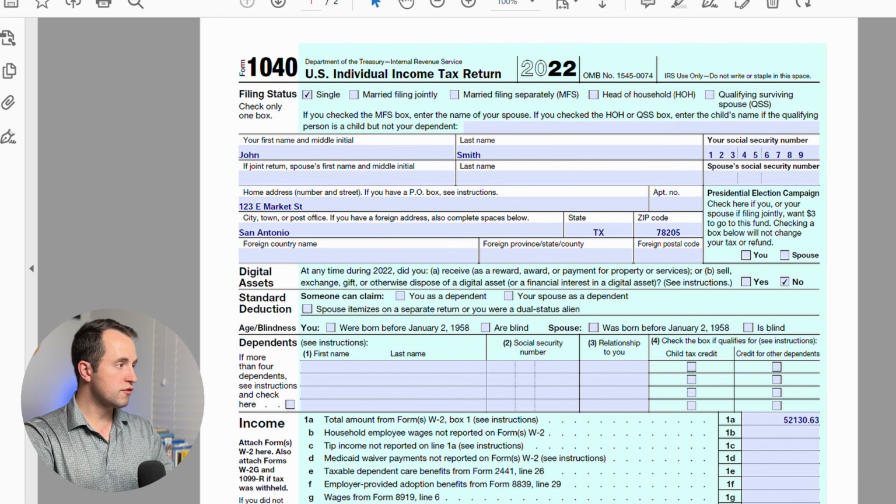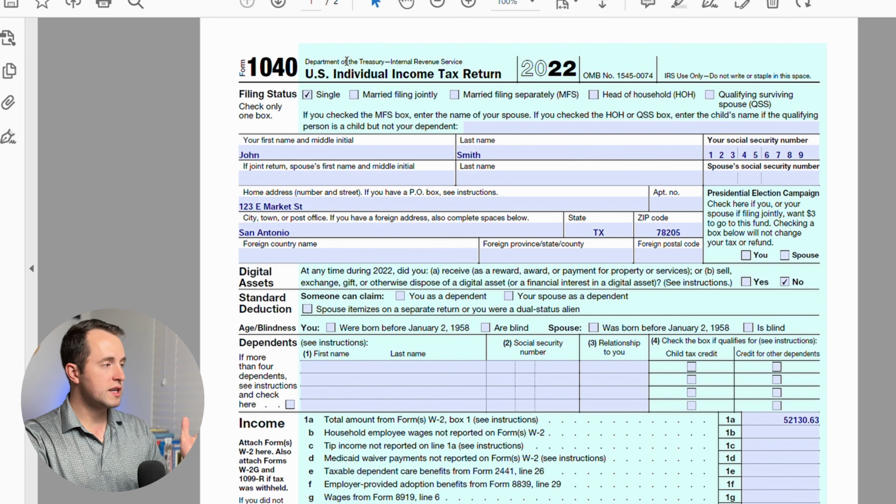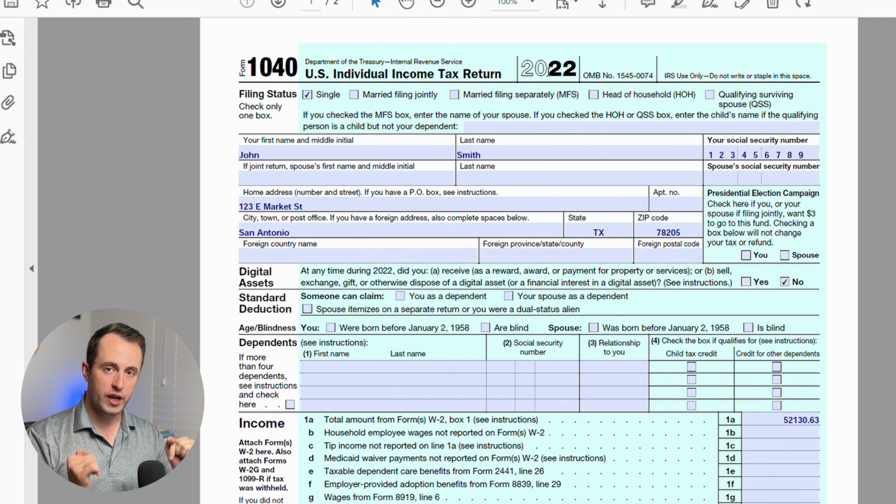So here we have IRS Form 1040 for the individual income tax return for tax year 2022 for filing in the current year 2023. Now, the first section is just a lot of personal information that is helping the IRS identify that it is you specifically filing this tax return. So the first one that you're going to check is going to be filing status. For this situation, like I previously mentioned, we're going to be using filing single.